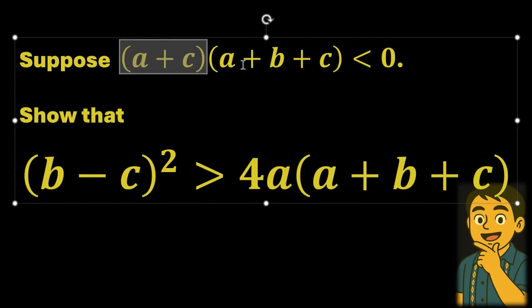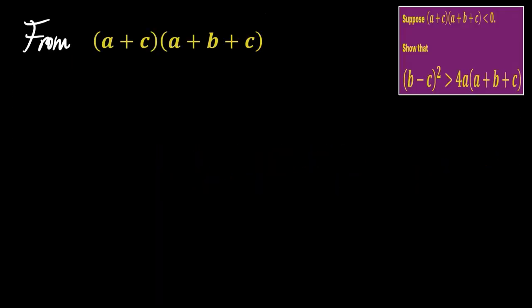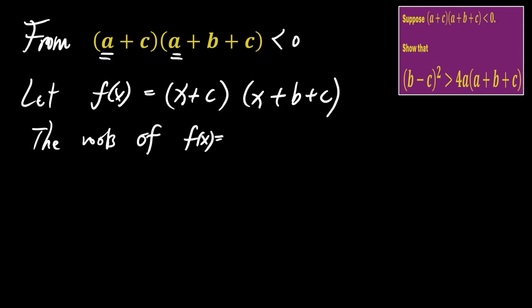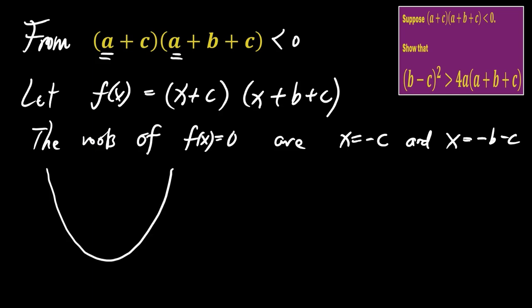From the expression (a + c)(a + b + c) < 0, we may see that this is a function of a. And therefore, we may let f(x) = (x + c)(x + b + c). Now we know that the roots of f(x) = 0 are x = −c and x = −b − c. And since the coefficient of x² is positive, f(x) is a convex function.